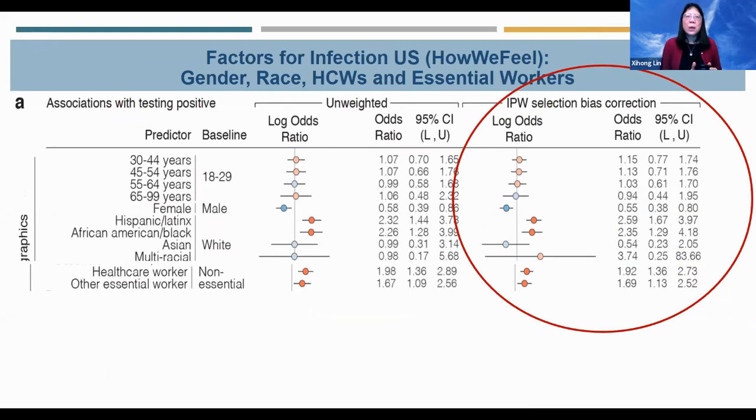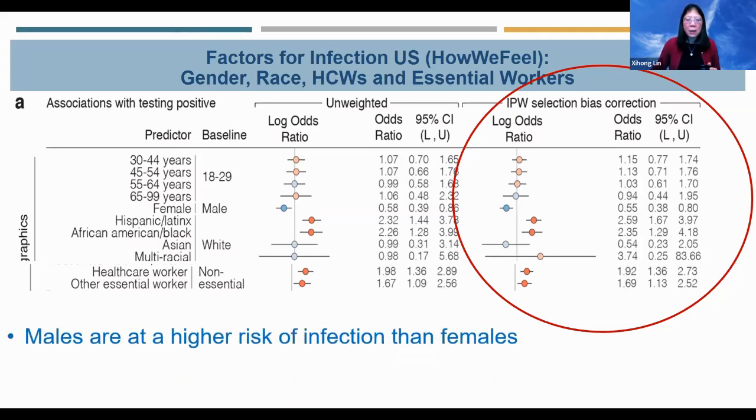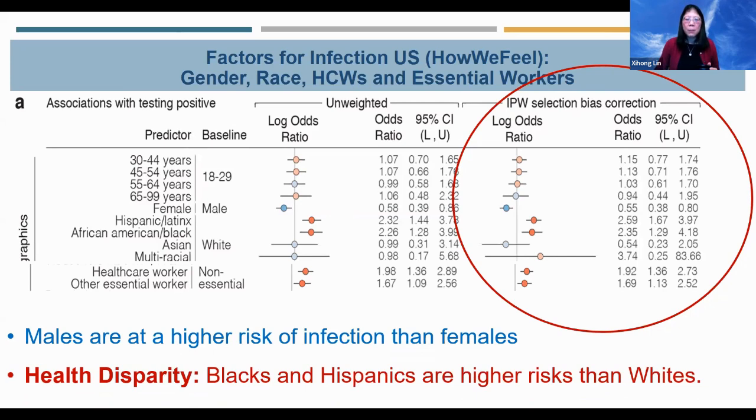And to do that, we use the inverse probability weighted procedure to do the association analysis in the logistic regression, by accounting for the selection bias. So here's a major finding. So first we found that the males are at higher risk of infection using the US data. And also the people of color were at higher risk of infection. And then we also found that healthcare workers and also essential workers were at higher risk of infection.